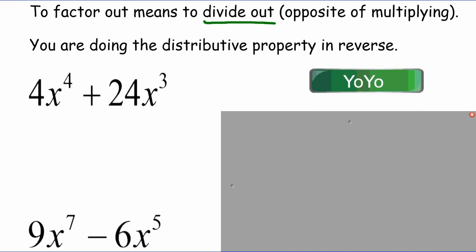If I had 4x to the fourth plus 24x cubed, the first thing I would do is just look at the numbers. What's the biggest number I can divide into 24 and 4? Well, 4 is the biggest number that goes into both.